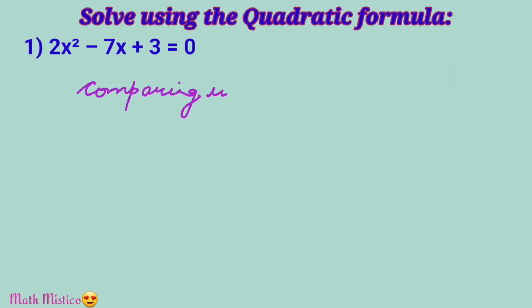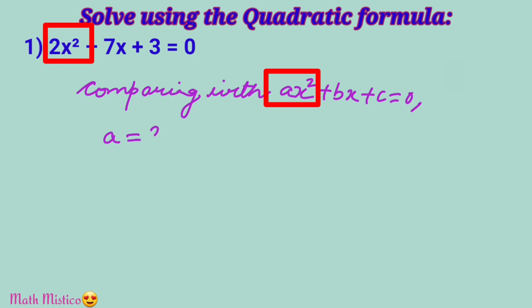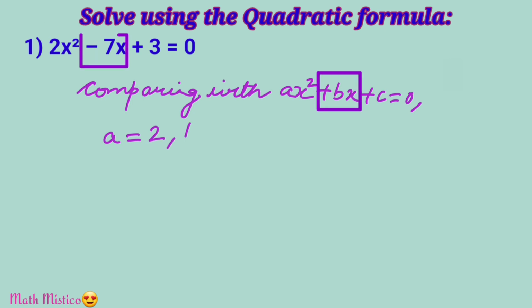If we compare this equation with the standard form ax² + bx + c = 0, what are the values of a, b and c? We can get them by comparing the coefficients of the same terms. So you can see that we have 2 with x², which implies that a is equal to 2. Similarly, b is equal to -7 and c is equal to 3.